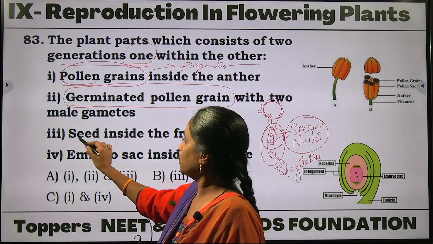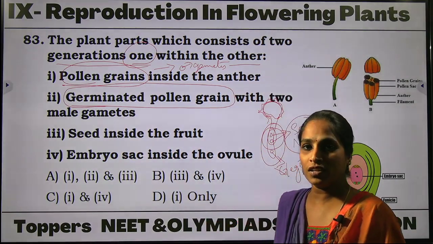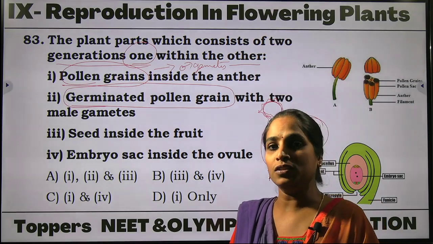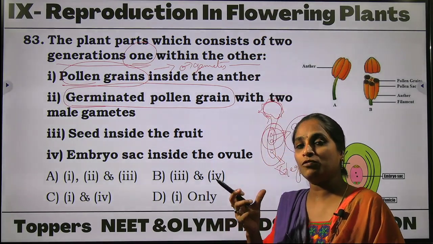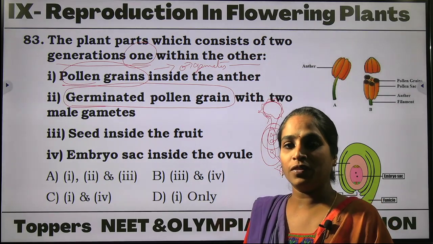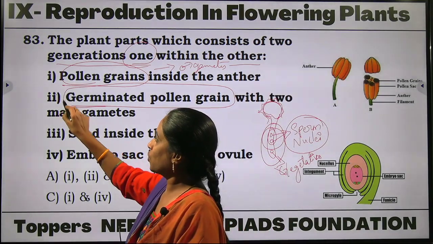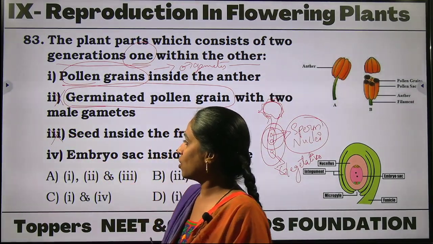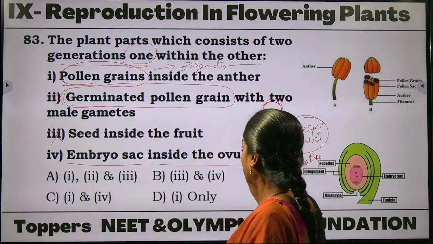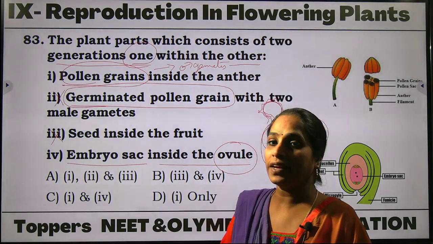Option 3, the third one, seed inside the fruit. What is seed inside the fruit? It's a resultant one. After the double fertilization process, the fruit will form from the ovary and the seed will develop from the fertilized ovules. So the second and third statements are wrong. And coming to the fourth statement, embryo sac inside the ovule. What is ovule? It's a female gamete.